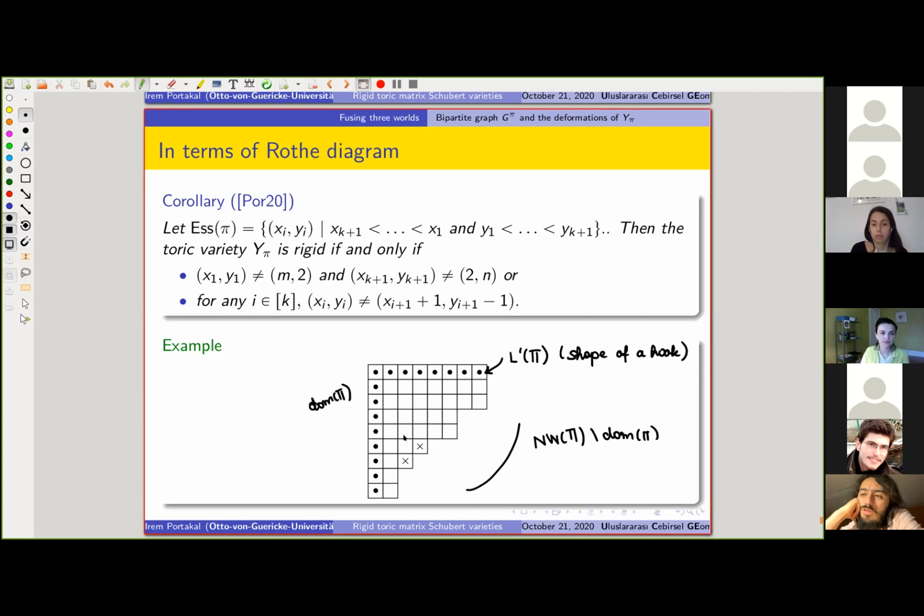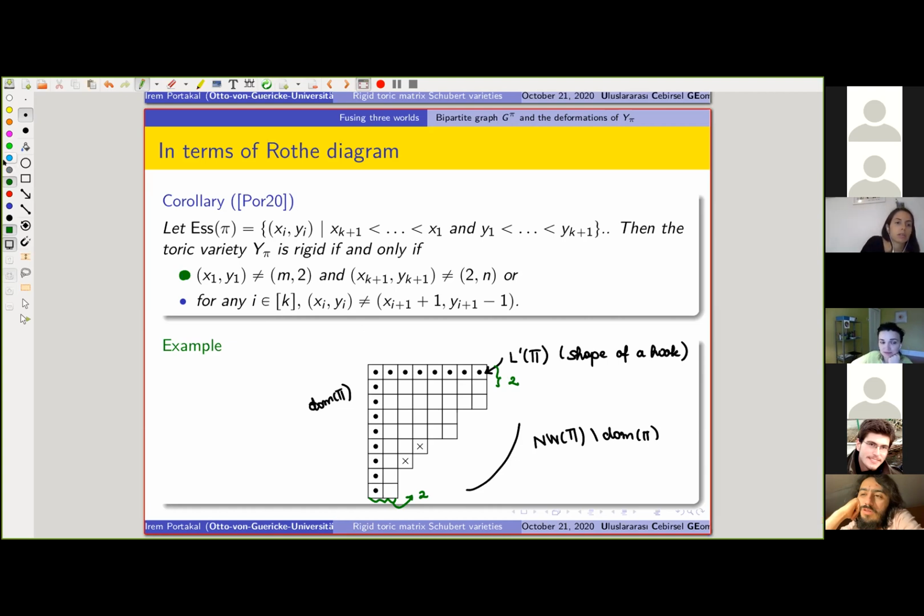And you say the toric Y pi is rigid if and only if you don't have, let me go with this first, if you don't have the width of 2 here and here. This is not 2, but this is 2, so it's automatically not rigid actually, this example.